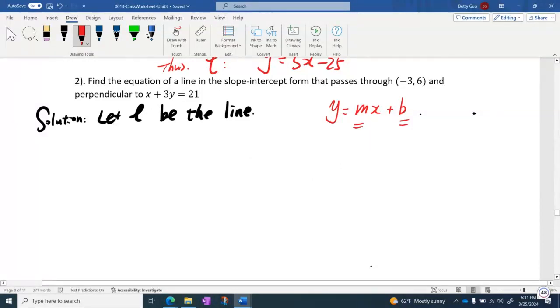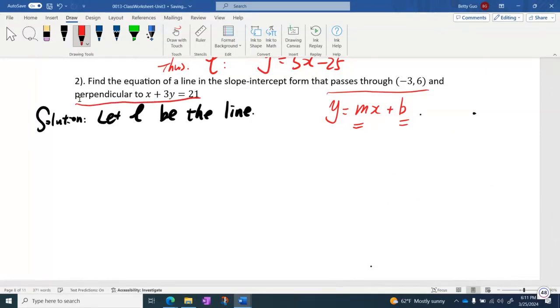We are given two pieces of information. The first piece: the line L passes through (9, 6). And another piece of information is that the line L is perpendicular to a given straight line, x plus 3y equals 21.